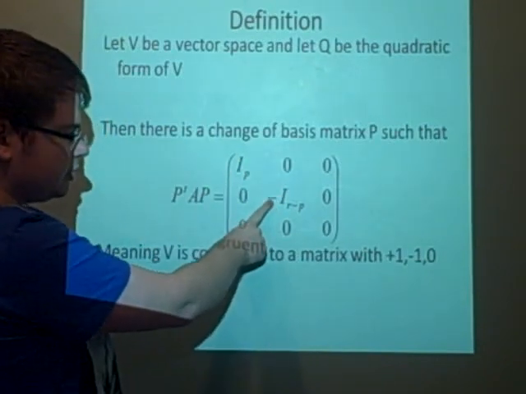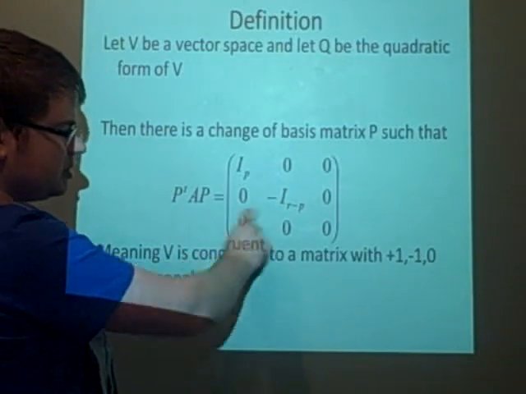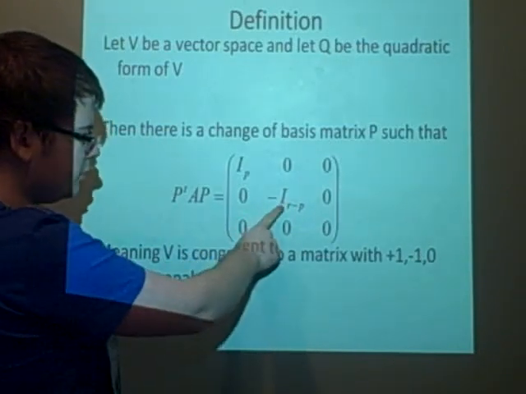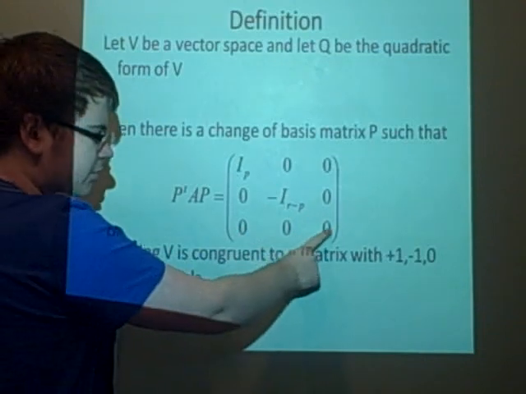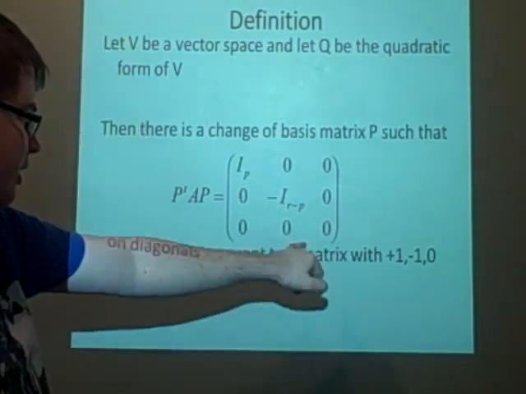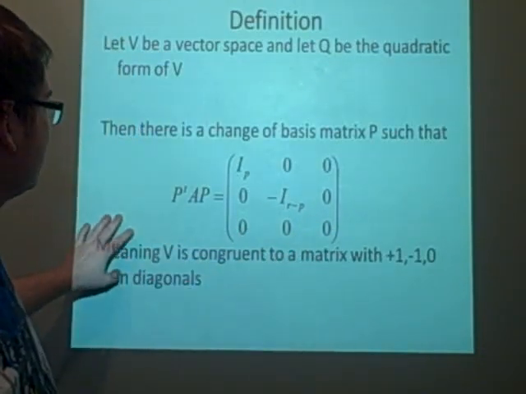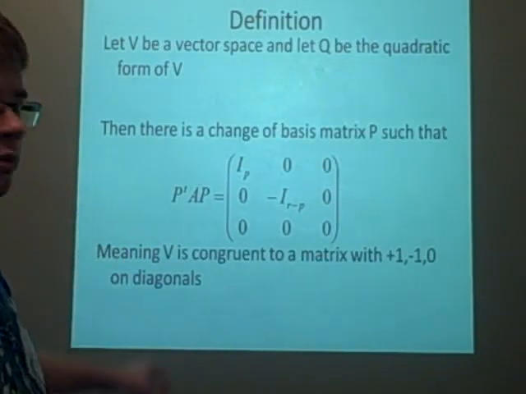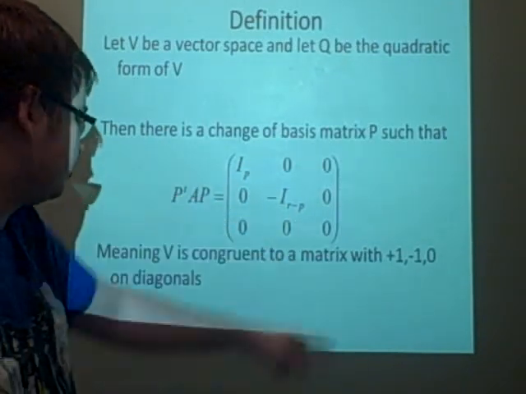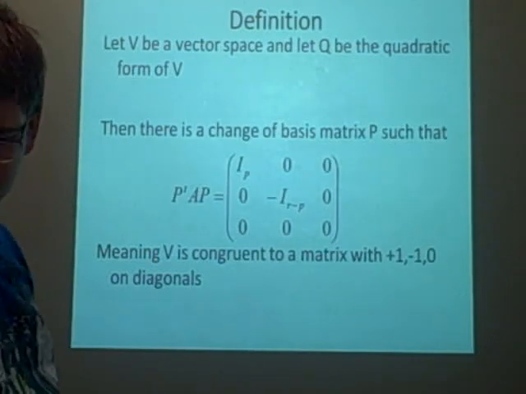Here we've got a minus in front, so we've got R minus P number of them, of minus ones, and there could be also some zeros as well. So what this is saying is that V is now congruent to a matrix with either 1, -1, or 0 on the diagonals. Right.